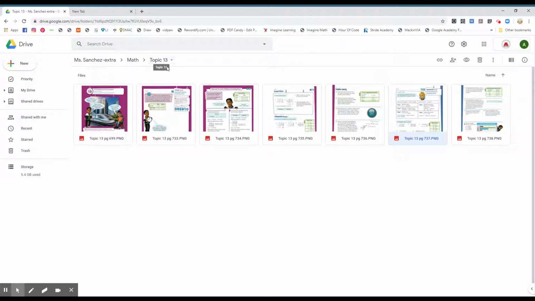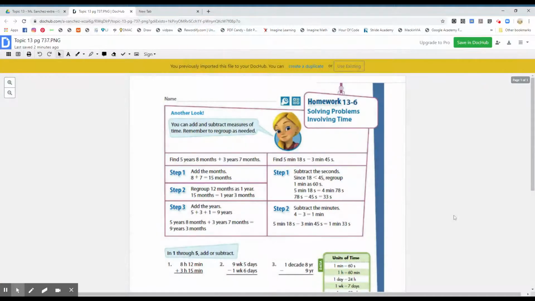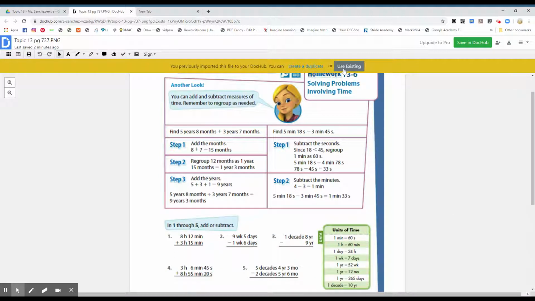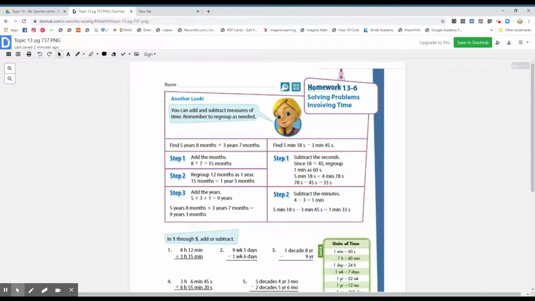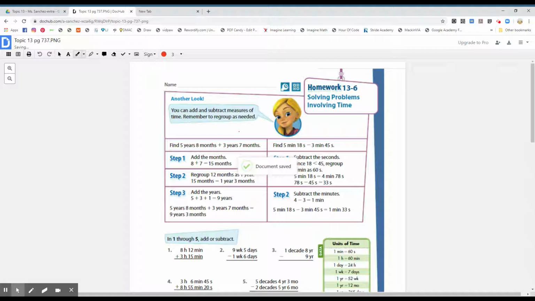We're in week 2, topic 13, and let's go to page 737. Let's go ahead and take it to your Doc Hub app. We're going to be solving problems involving time. They're asking you to add and subtract measures of time, boys and girls.